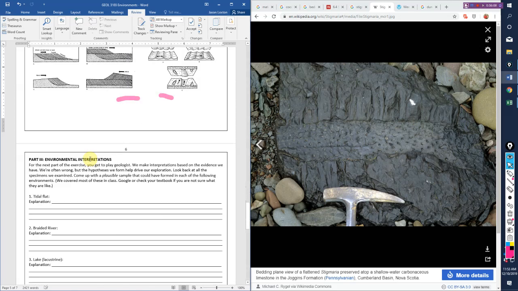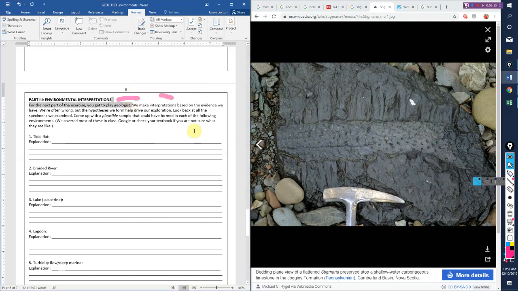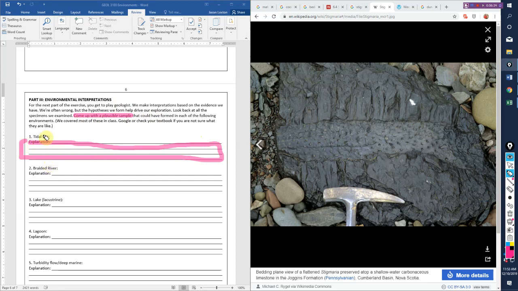All right, what else do we have next? This next part, most of you got wrong. If you got this wrong, I want you to go back and revisit this whole section. You were supposed to pick a specific specimen and come up with a plausible explanation for that. Most of you either picked one specimen and didn't really see anything, or you didn't pick a specimen and just wrote out what that environment was.